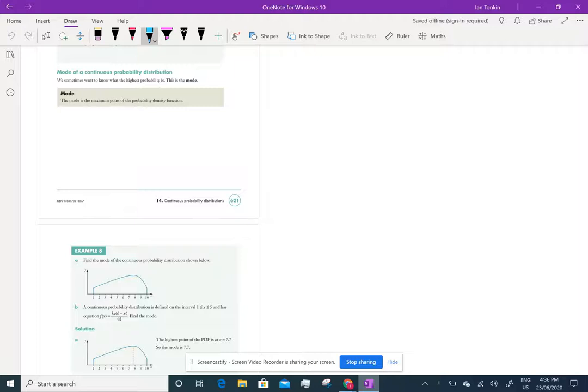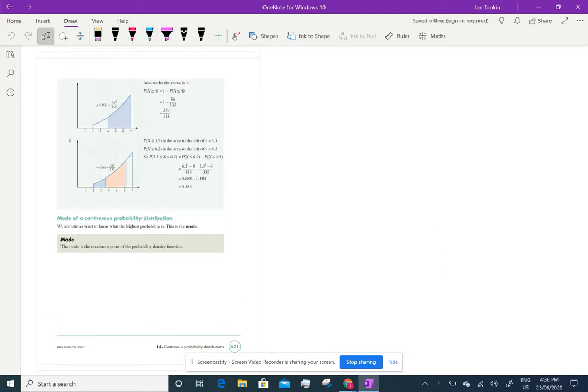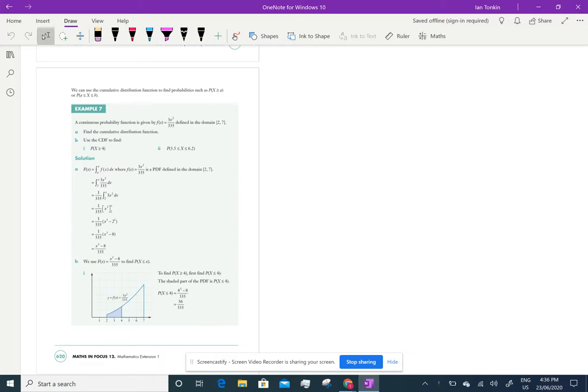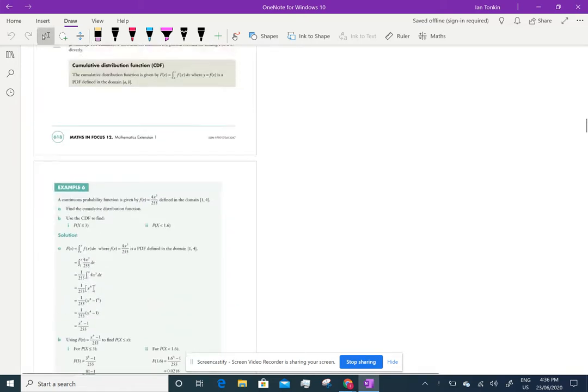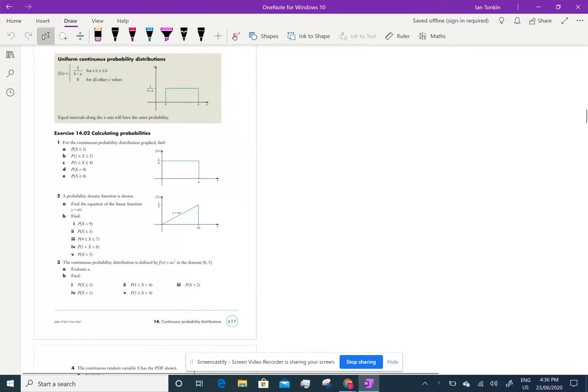Okay, Year 12, I'm going to go through the work that we did today. We're doing probability density functions and cumulative distribution functions. So let's just go back over and have a look at what each of these are. I'm going back a few exercises.